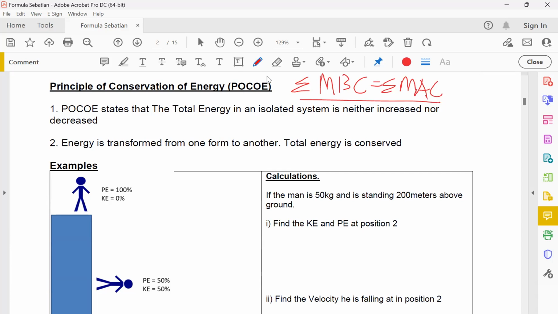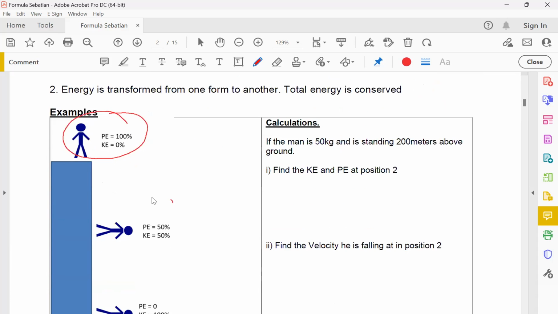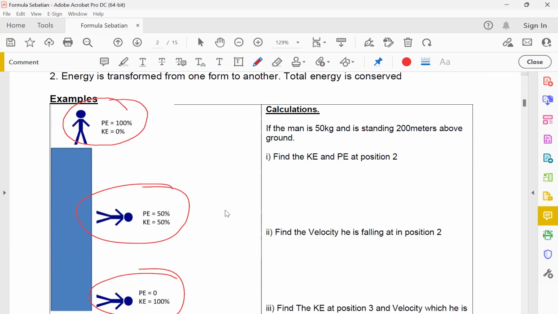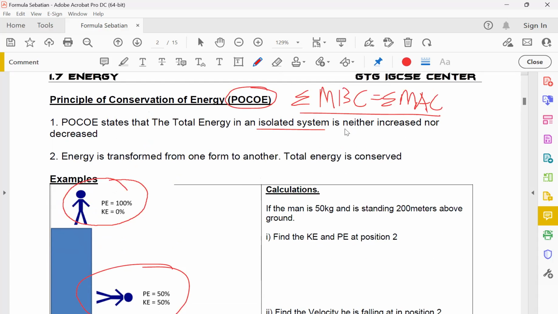For the principle of conservation of energy, it is very similar as well. It basically states that in an isolated system, the energy is neither increased nor decreased. It is always transferred from one form to another. You know, like the Einstein saying, energy cannot be created nor destroyed. It is always transferred from one form to another. Right, have you heard of this before?